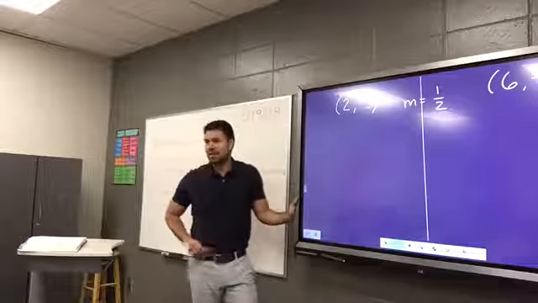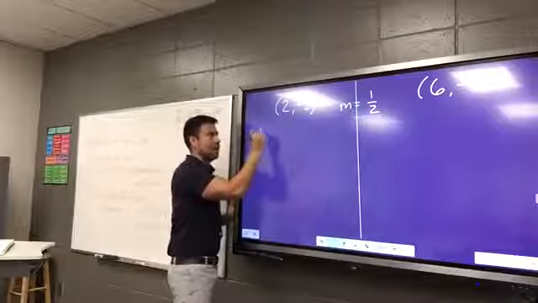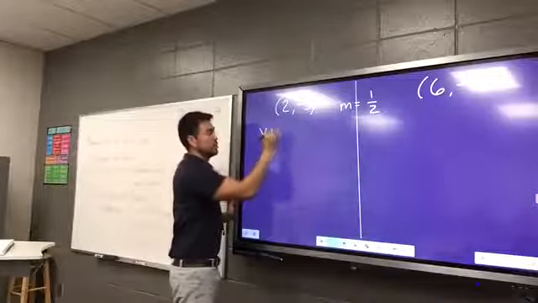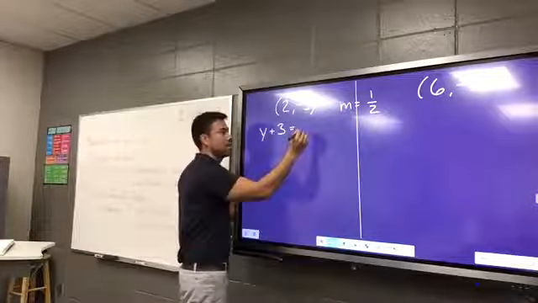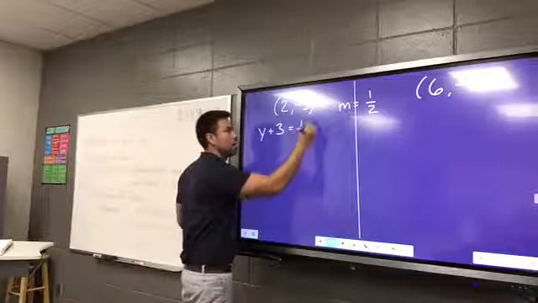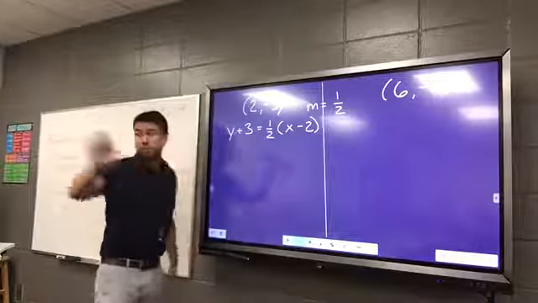Okay, Jack, I need you to write it in point-slope form using this point, that slope. Y. Y plus 3. Good. Plus 3. You see how he changed the sign? Okay, go ahead. Equals half times x minus... Good. That's how you guys should have written the first half.